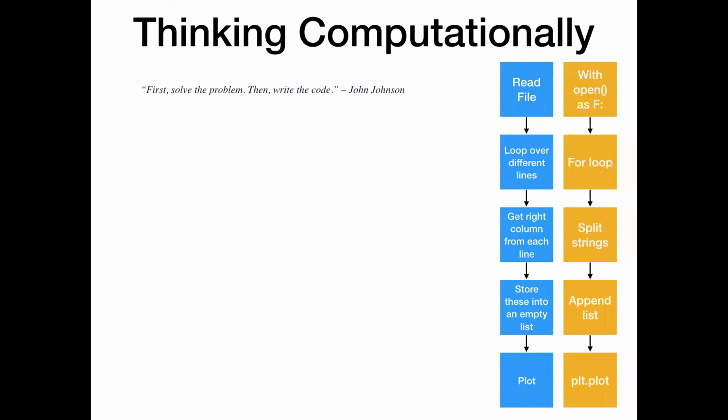If I was to do something like that, I would actually think in my head in terms of this flowchart. I would think, all right, let me read the file, and I'll loop over the lines. I'll get the relevant information in each line, and I'll keep appending it to a list, and then I will plot it. Once I have this in my head, this is the algorithm to solve the problem.